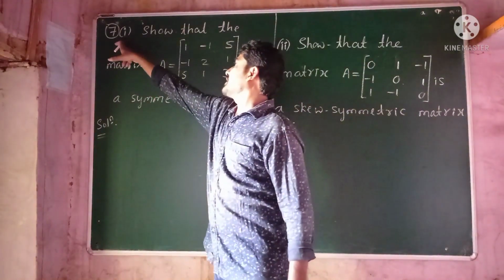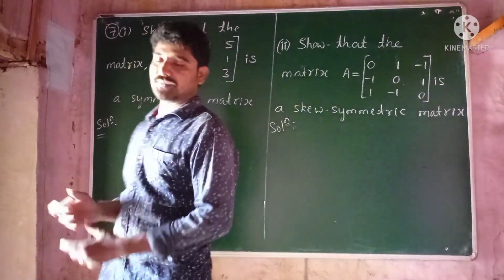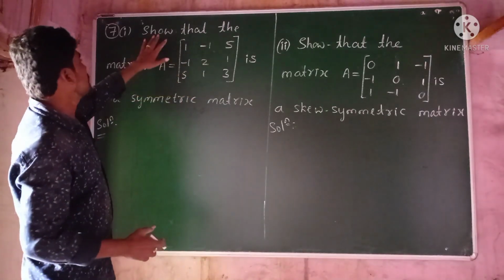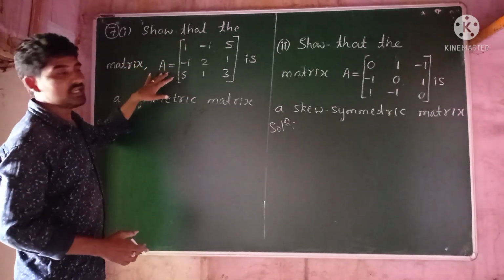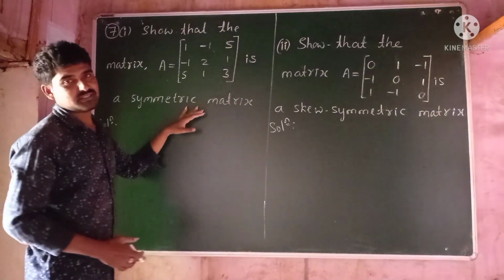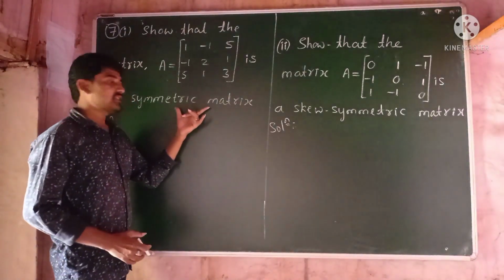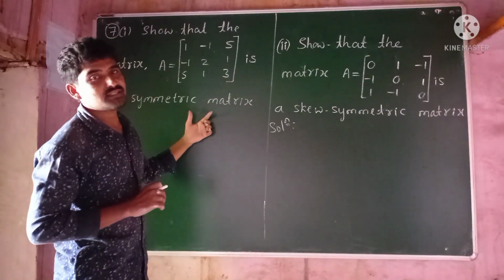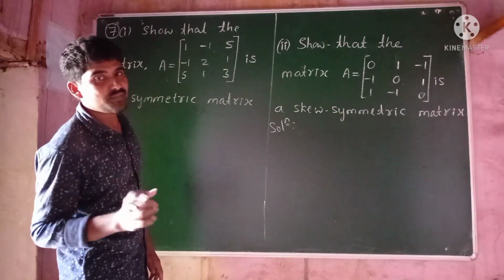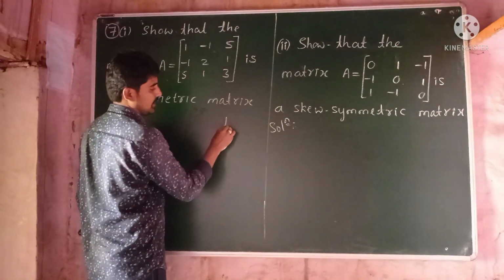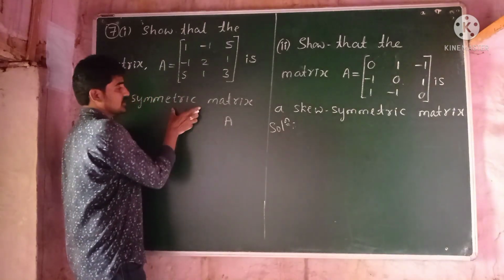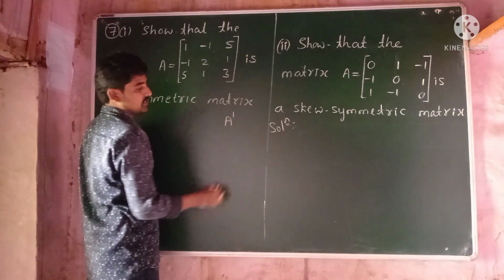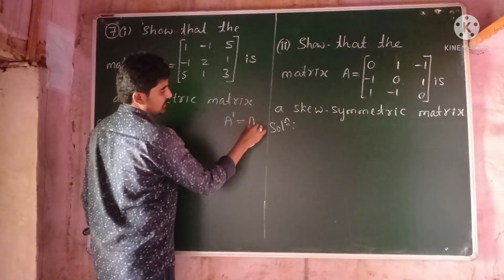Now the seventh question, in that the first one, here he has given the matrix A, and we need to show that this matrix A is a symmetric matrix. So I already discussed the symmetric matrix. What is meant by symmetric matrix? A square matrix A is said to be a symmetric matrix if the transpose of the matrix A is equal to matrix A.